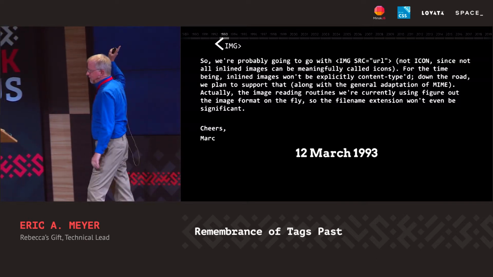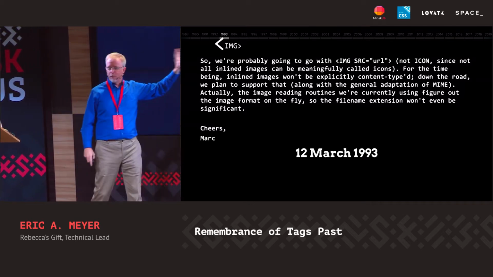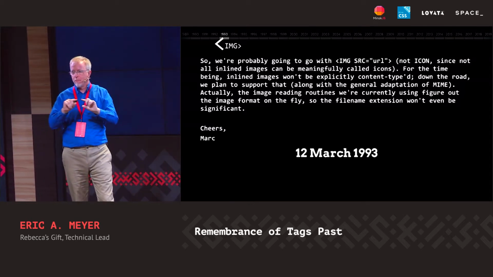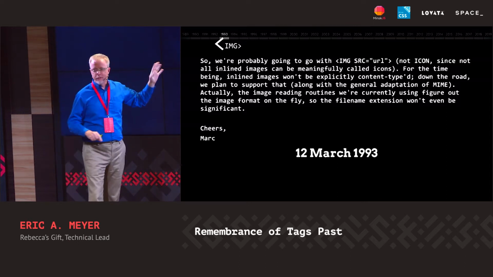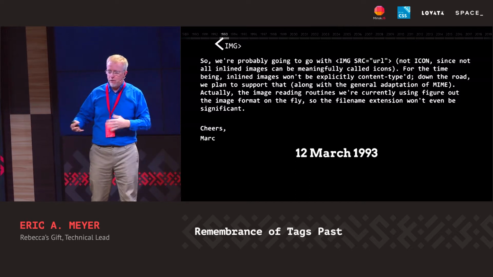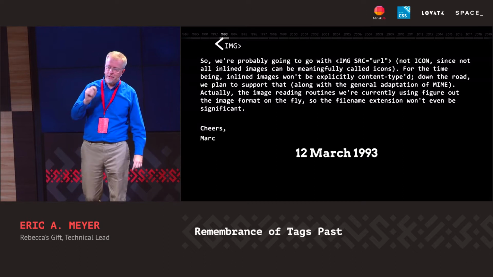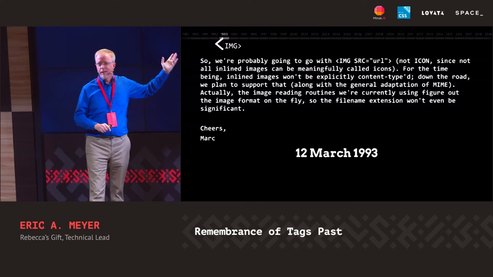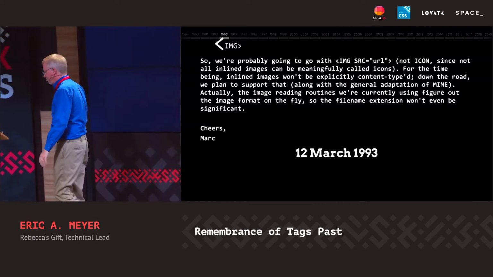It's also interesting to see here that Mark talks about how later on we'll probably support being able to say what the MIME type of the image is. But for now, we don't really need to do that because our routines automatically can tell what the image type is. When's the last time you explicitly specified the MIME type for the image you were using in IMG? You don't have to raise your hand. The answer is never, because nobody ever had to.